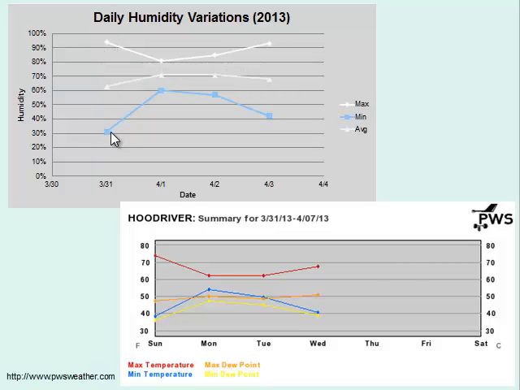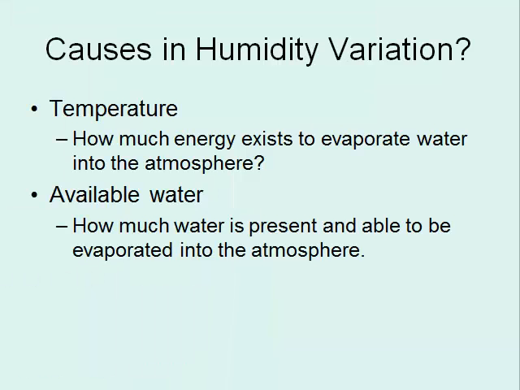This would be during the warmest part of the day, because we have a higher temperature. Our warmest temperature is 70 degrees for that day. Pretty warm temperature, lots of energy in that air to be able to hold more moisture. So because the air can hold more, we have a lower relative humidity.